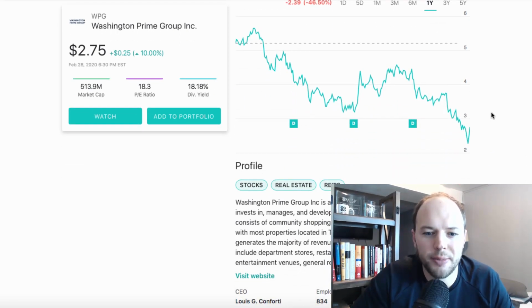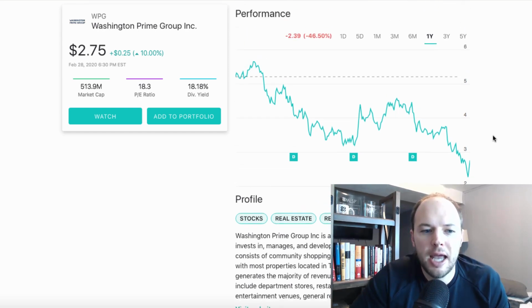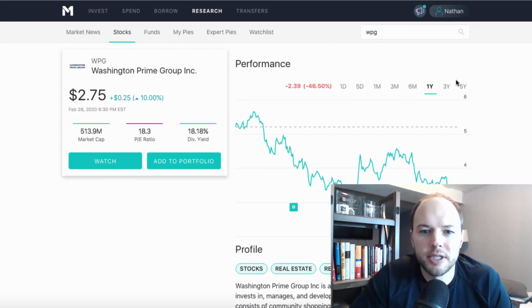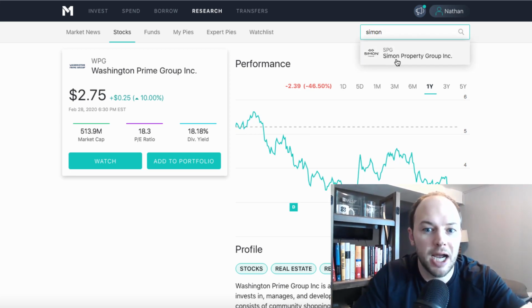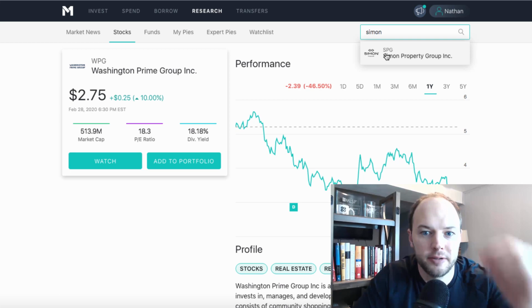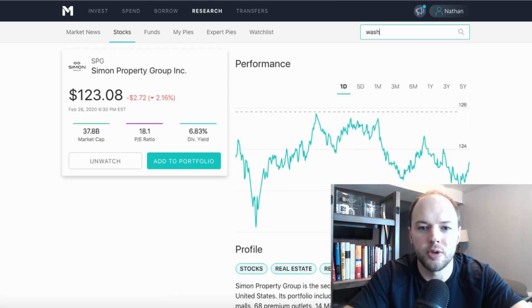So Washington Prime is basically a REIT company that invests in multiple retail properties, specifically shopping centers and malls. The reason why I bought it was that it's a smaller company than Simon Property Group. A smaller but very similar REIT. But Simon was overpriced, at $123. So Washington Prime is definitely one I'm going to keep my eye on.